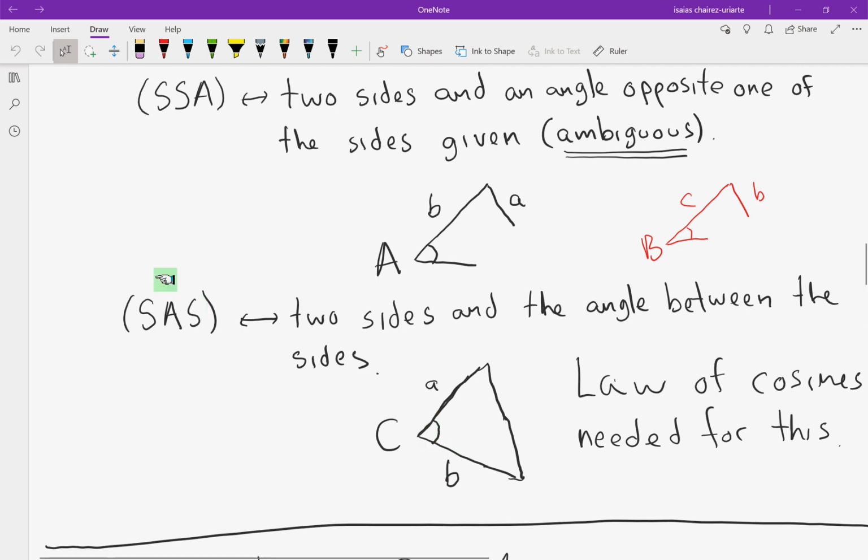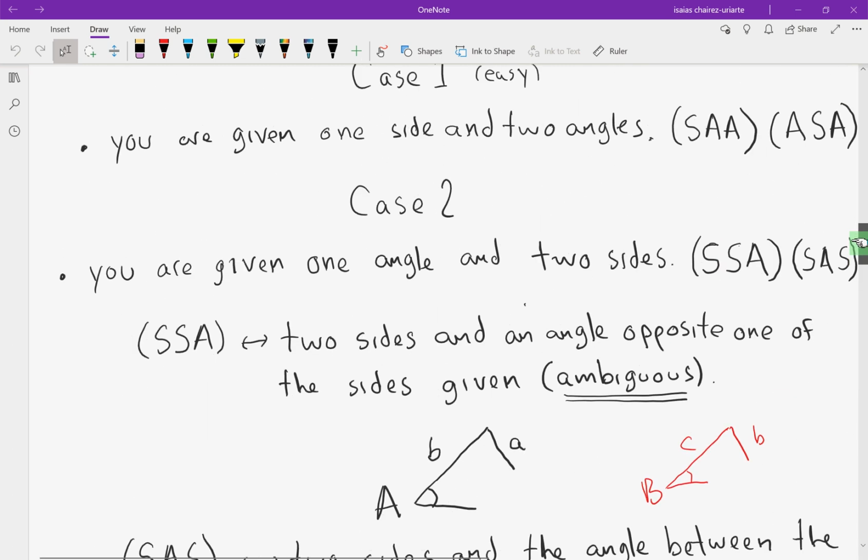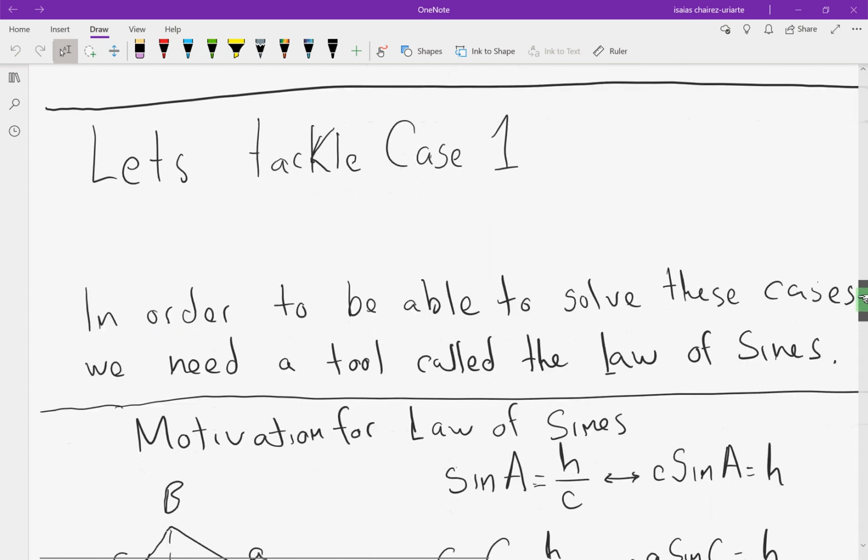For this SAS, we're going to need the law of cosines, and that'll be in a couple of videos down the line. Right now, in this section 8.1, we're going to be tackling case 1, the easy case, and this SSA. Okay, so let's see if we can take care of case 1.